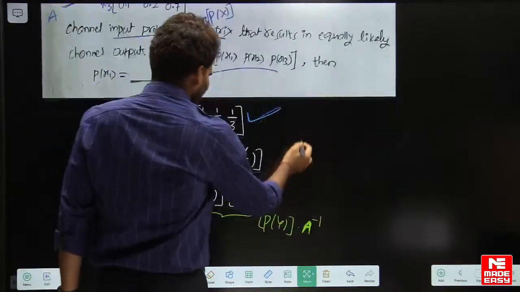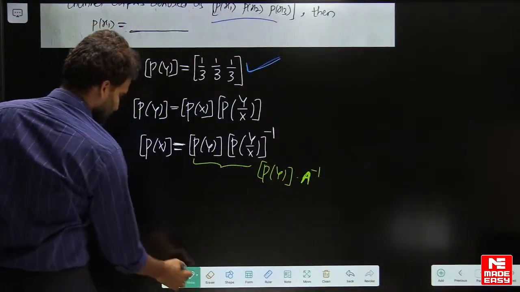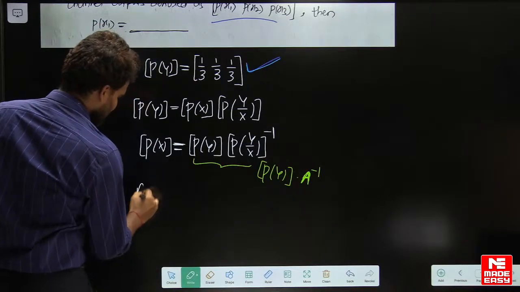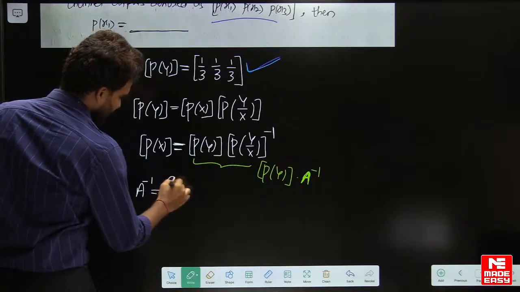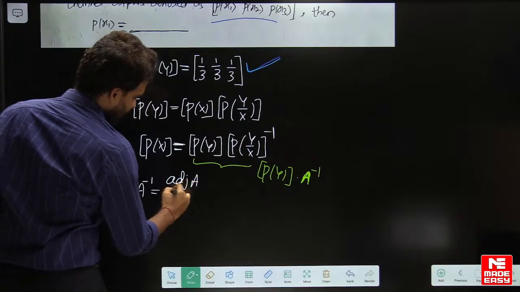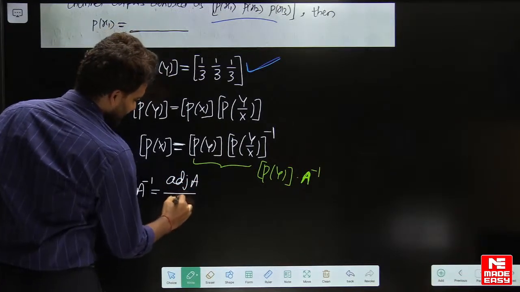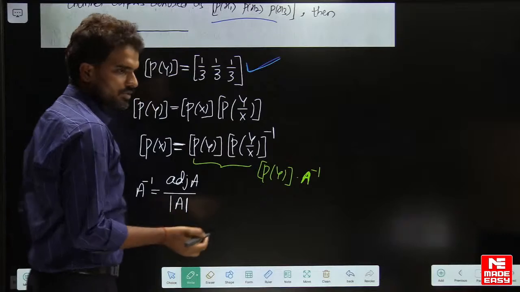Okay, so this A inverse will be equal to... how to find A inverse? Adjoint of A by determinant of A.